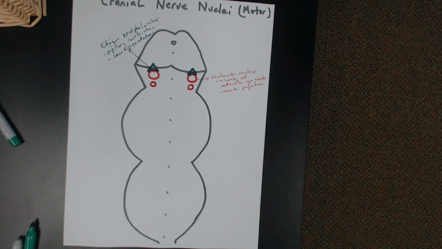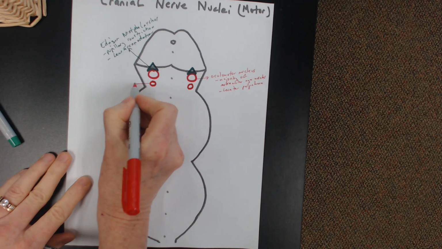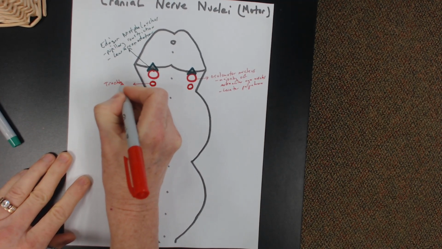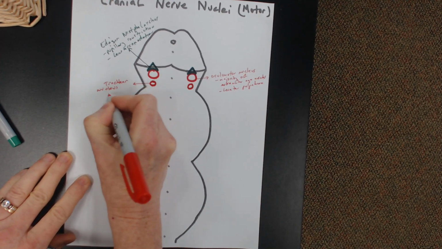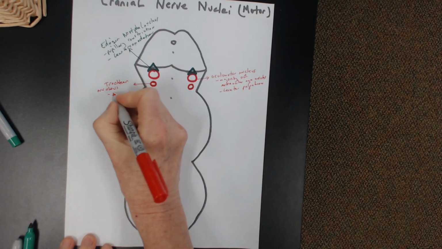Can anybody tell me what that nucleus is called? That is your trochlear nucleus. Correct. Trochlear nucleus has one job in life. It just has one muscle that it's taking care of. What's the name of that muscle? Anybody? Yeah, that's your superior oblique.